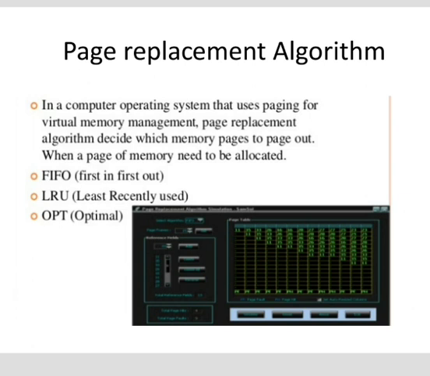Next is page replacement algorithm. In a computer operating system that uses paging for virtual memory management, the page replacement algorithm decides which memory pages to page out when a page of memory needs to be allocated.